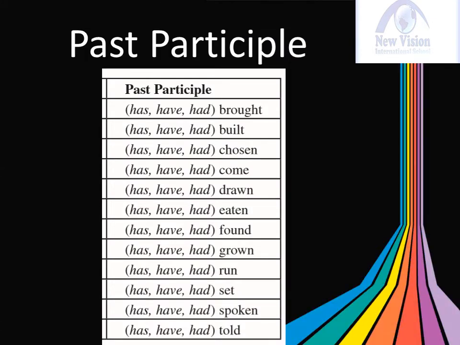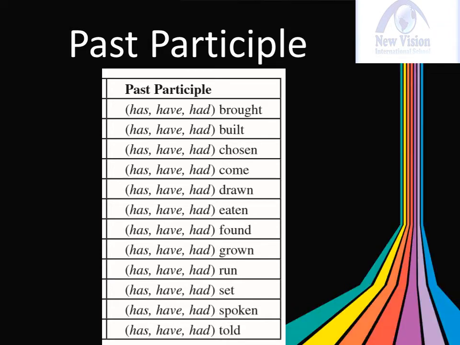Past participle. An irregular verb is one that does not form its past participle by adding ed or d to the base form. Irregular verbs contrast with regular verbs, which form the past participle by adding ed or d.